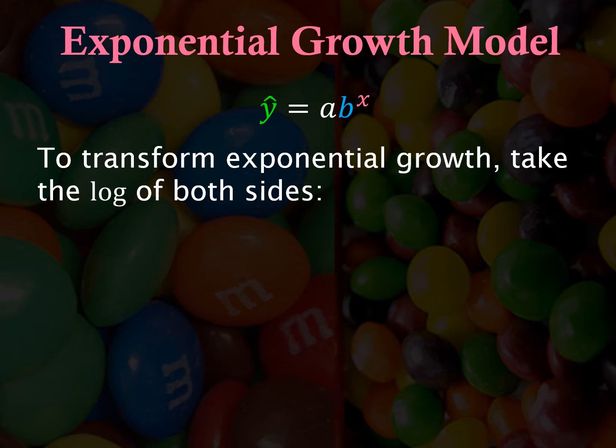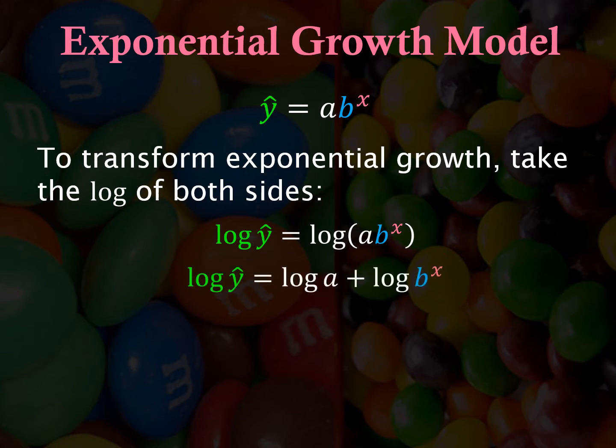Let's take the log of both sides. So the log of y hat equals the log of the quantity a times b to the x. Now if you remember your laws of logs, if you have a product, that is equal to the sum of the logs. So log of y hat equals log a plus log b to the x. By the way, if you want to use natural log, you can. Our book tends to use log.